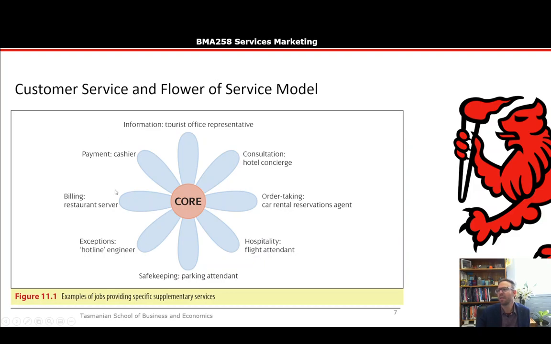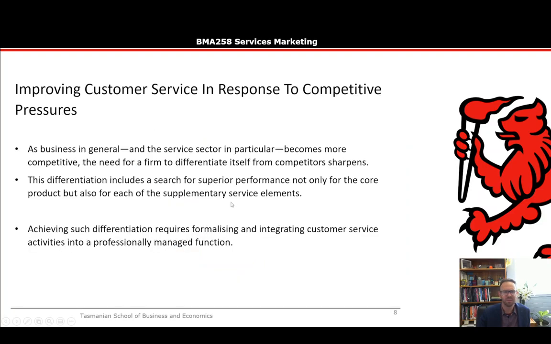So as you can see, each petal has a variety of different roles that can actually engage in those customer service functions. So improving customer service in response to competitive pressure. As businesses in general and the service sector in particular become more competitive, the need for a firm to differentiate itself from competitors becomes more and more important, and they have to sharpen their focus, right?